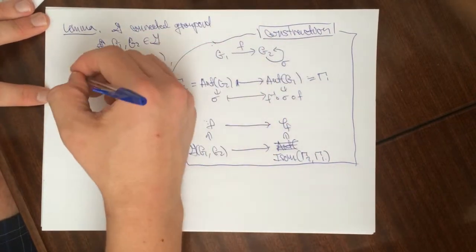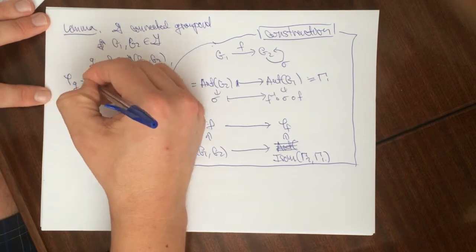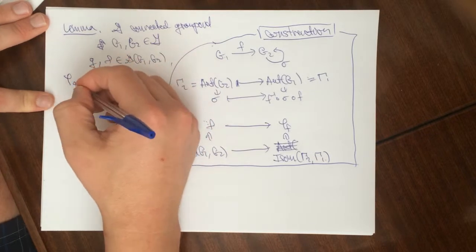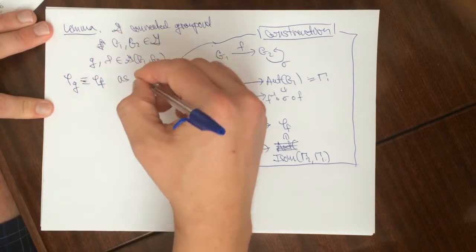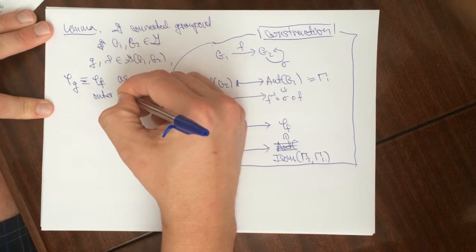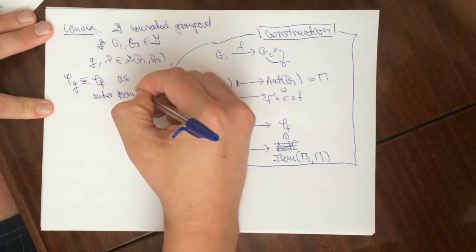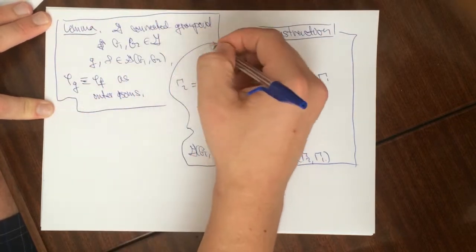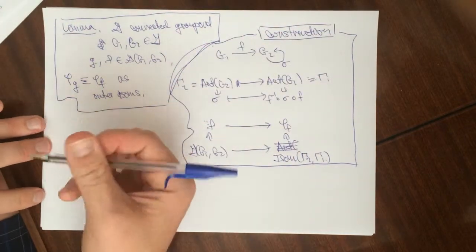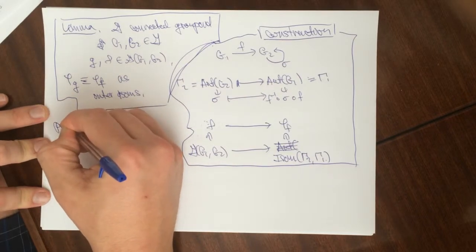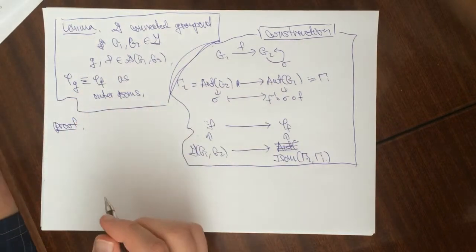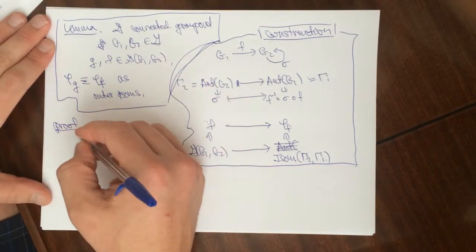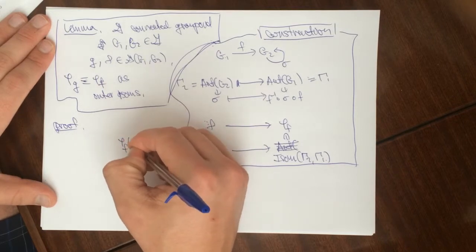Given this and this, then phi of G is congruent to phi of f as outer isomorphisms. So they're the same under conjugation. The proof of this is really easy. We just look at the definition. So phi f of sigma.